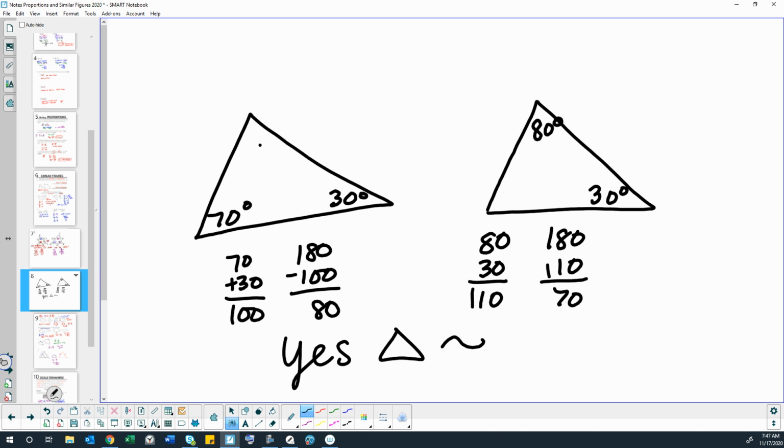Of course, we didn't figure out the sides. We were just basing that on the angles, right? But that's actually okay. For triangles, not for other shapes, but for triangles in particular, as long as all of the angles are the same, the two triangles will be similar, even if you don't have the sides to check if they're proportional. All right.